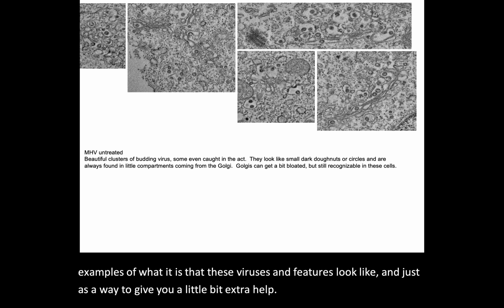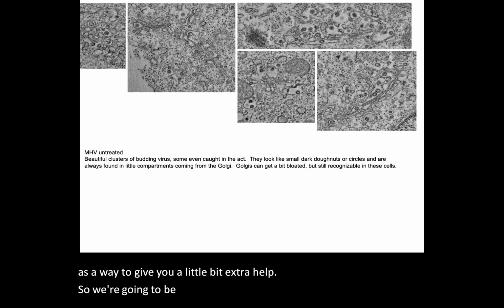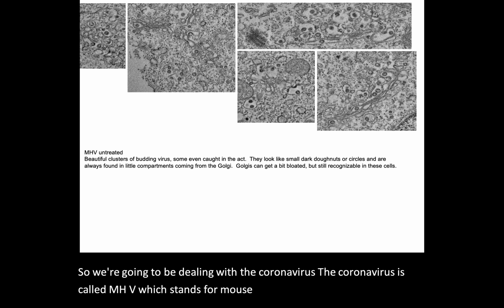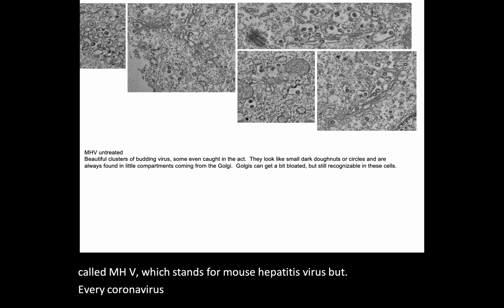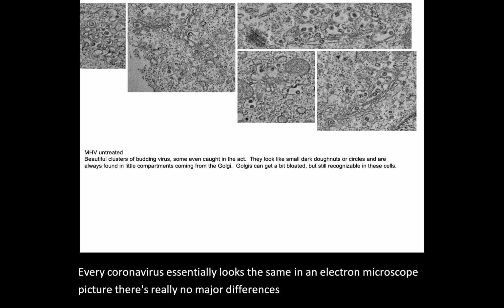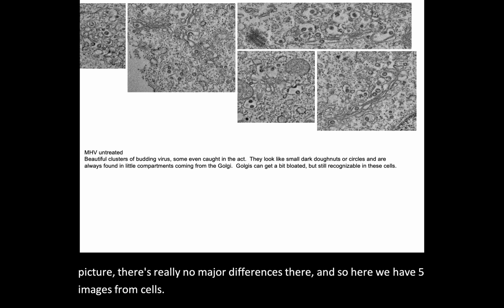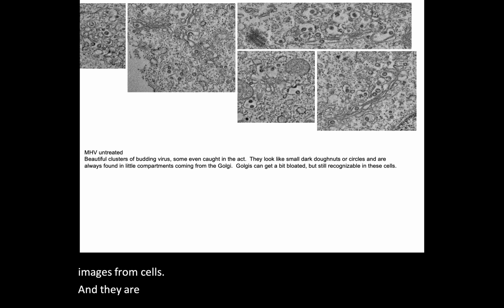Okay, so we're going to be dealing with a coronavirus. The coronavirus is called MHV, which stands for mouse hepatitis virus, but every coronavirus essentially looks the same in an electron microscope picture. There's really no major differences there. And so here we have 5 images from cells, and they are absolutely full of little viruses.